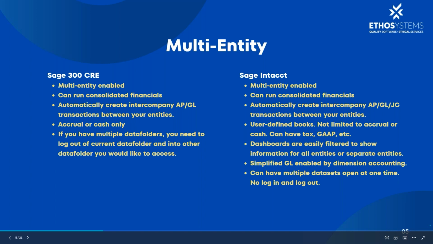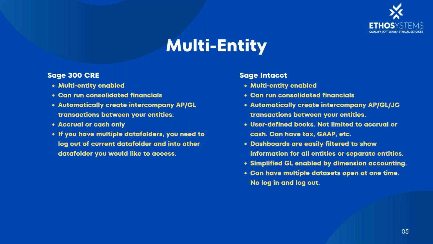We'll go back to here. The next is going to be the comparison of multi-entity. So with Sage 300 CRE, as you're aware, with multi-entity you can run consolidated financials. You can automatically create intercompany AP and GL transactions between your entities. It is an accrual or cash only accounting software. If you have multiple data folders, you need to log out of the current data folder and into the other data folder you would like to access. If you have multiple entities in separate data folders, you need to log in and log out of those.